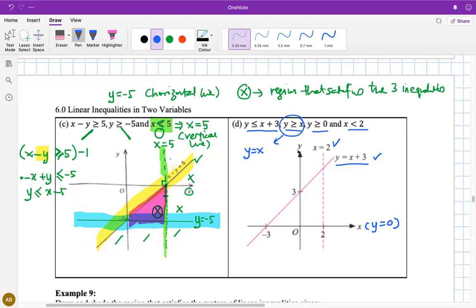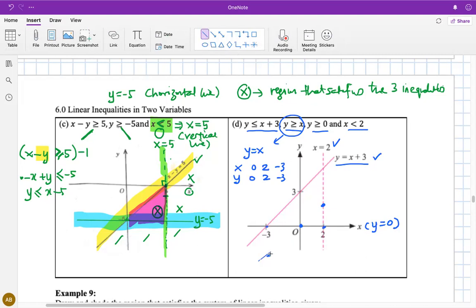So y equals x is when x is 0, y is also 0. When x is, let's say 2, y is also 2. When x is negative 3, y is also negative 3. So in this case, we just roughly assume this is 0, 0, 2, 2, and 3, 3. So we draw the straight line that passes through these 3 points, okay?